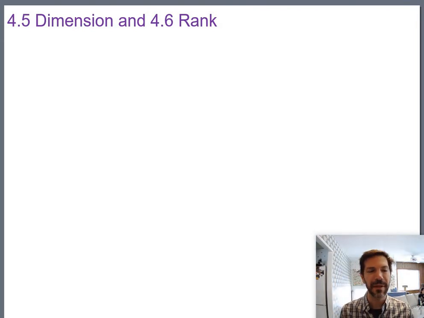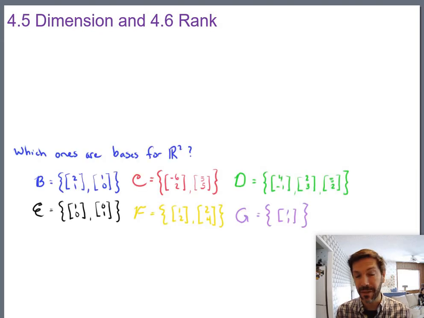But let's talk about this idea of dimension. Let's motivate this with an example. I'll take you back to the idea of a basis. We have said before that a basis is not unique. There can be a lot of different bases for R2, for instance, for that vector space known as R2.